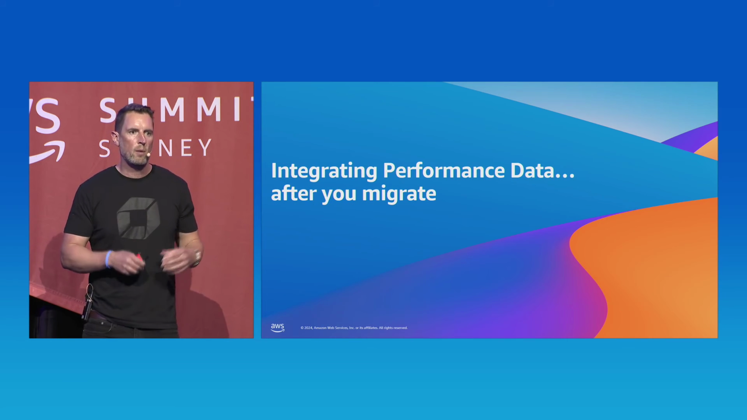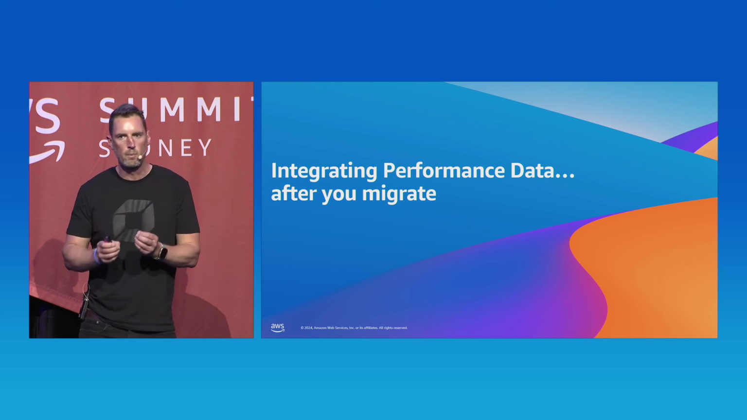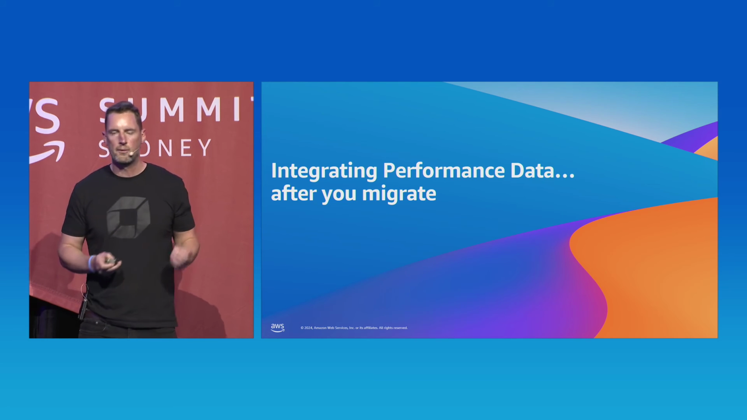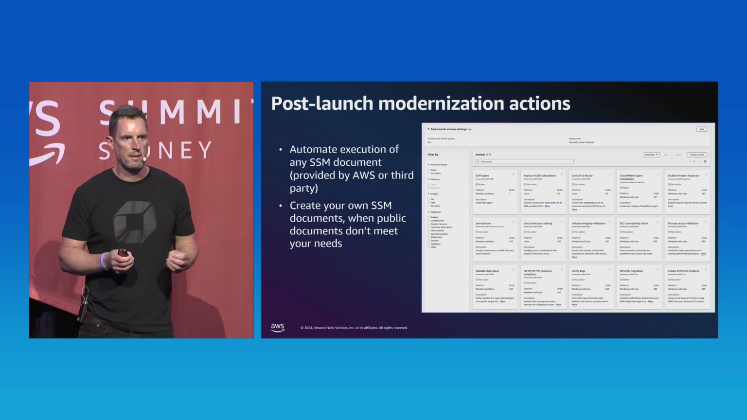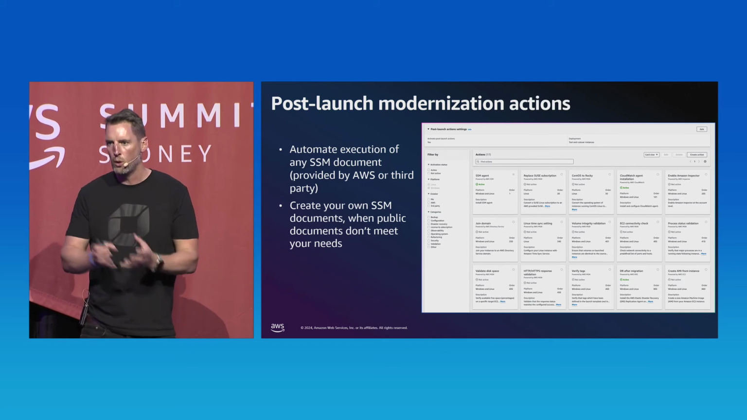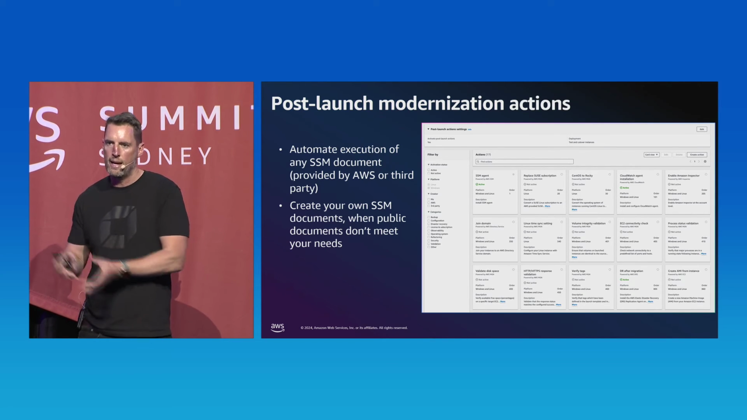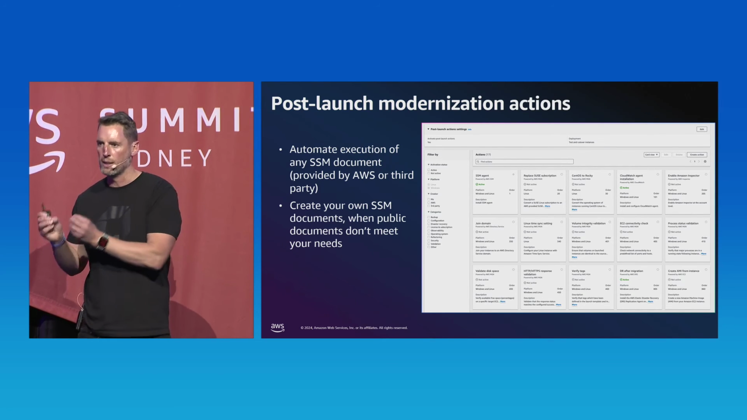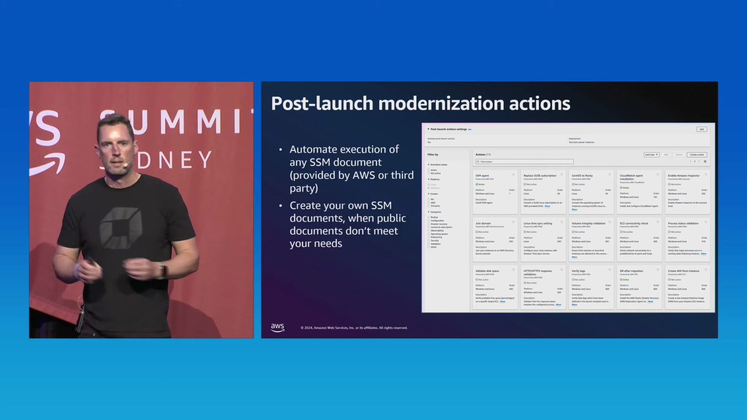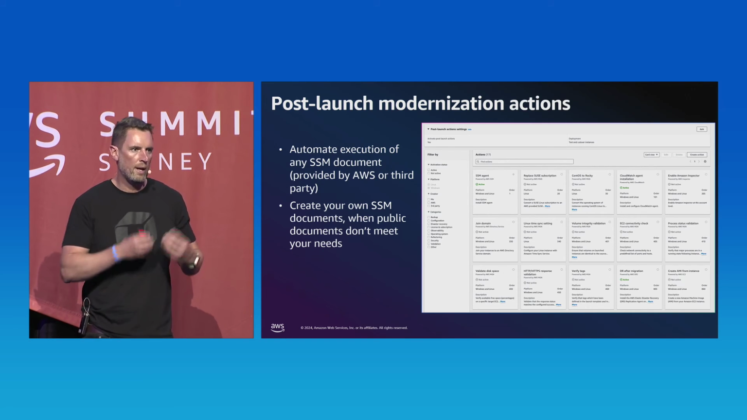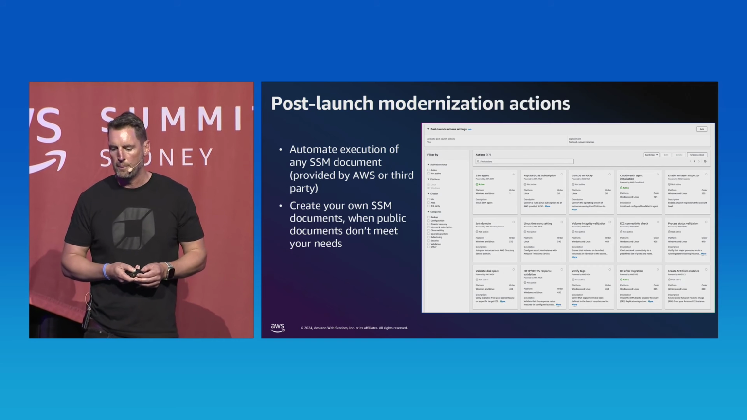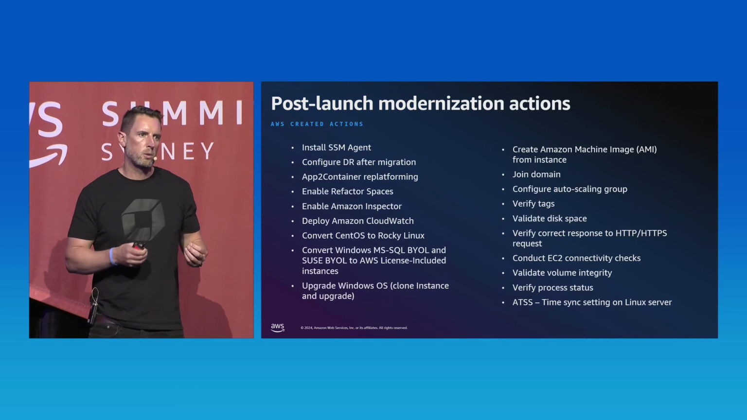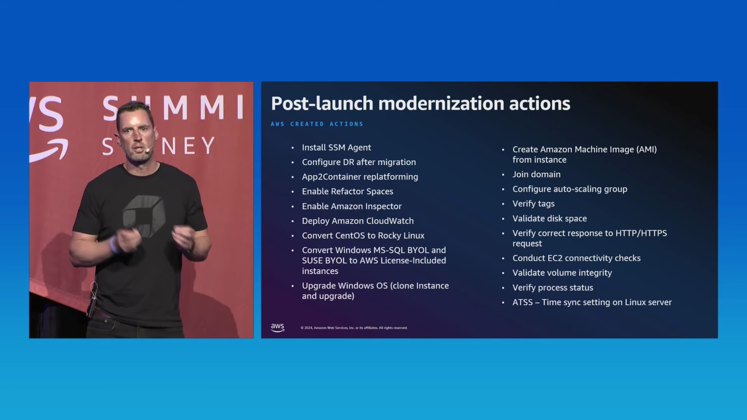Again, ensuring that we integrate performance, observability, and security after migration. So with post-launch modernization actions, we can ensure that the new workloads, EC2 instances, as they are spun up, are observable and secure by design. So with post-launch actions, we can ensure that one agent is deployed with those new instances as they are spun up. Other post-launch modernization actions that we may want to consider.